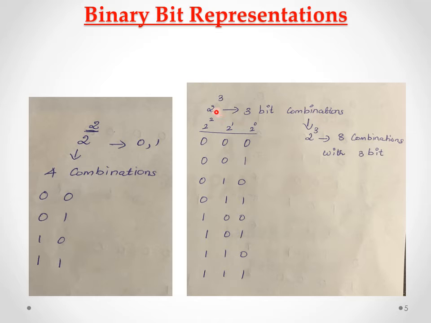In a similar way, 2 power 3 is equal to 8 is the 3-bit combination representation. So with 3 binary bits we can represent 8 possible combinations. That is 2 power 0, 2 power 1 and 2 power 2. So the 8 possible combinations are 0 0 0 to 1 1 1. That is total 0 to 7. Total 8 combinations we can represent.